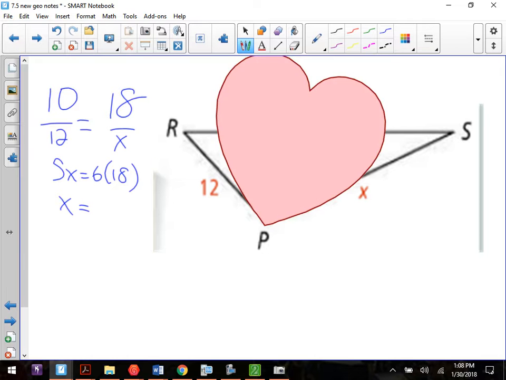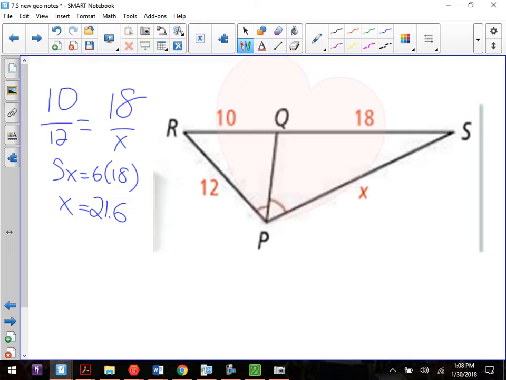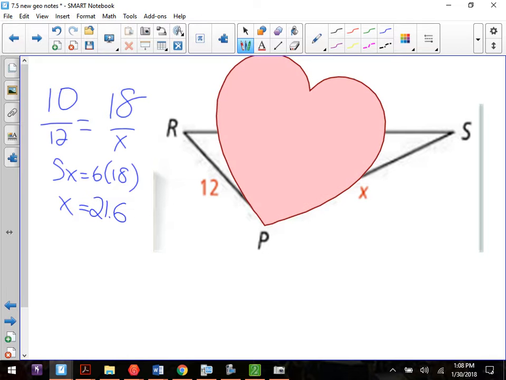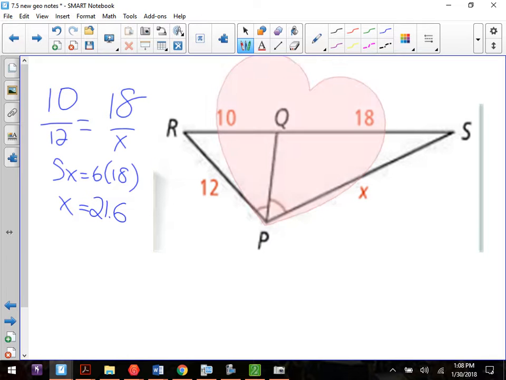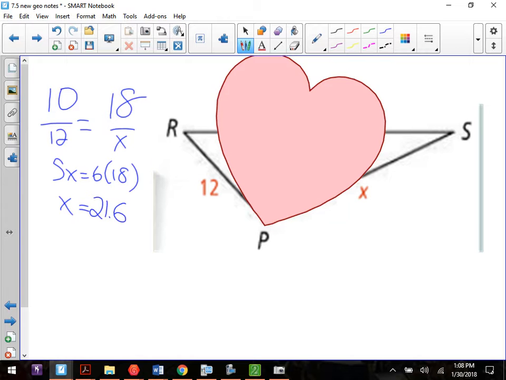What'd you get for x? 21.6? It works. Remember, guys, it's okay to get decimals with these things. There's nothing wrong with that. It does happen.